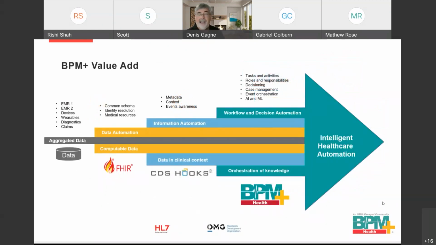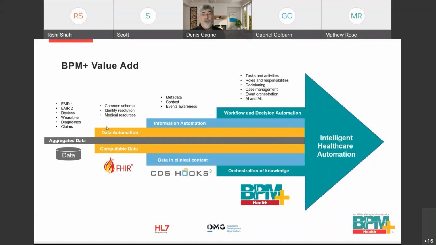I created this diagram highly influenced by a diagram that Bo Dagnall did before. And this is basically to give you the setup of how we see the complementary aspect. So if you look at this hand here, we have the notion of data. And with the data, our intent is to aggregate all this data from various sources, whether it's from various EMRs, devices, or any kind of source. Interestingly enough, when we aggregate this data, if we add FHIR on top of this, then we get to computable data. So we have data that is computable, and that can lead to data automation.